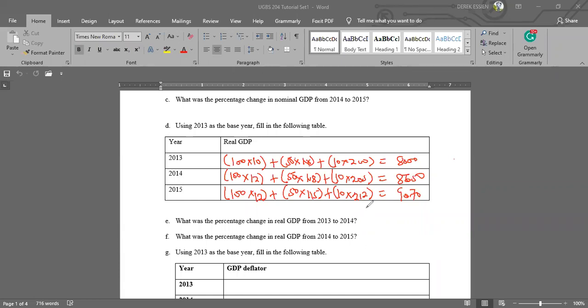Okay, so now, yes, please. With the question, when you check for books, the quantity rather is 10, 12, 12. And the prices rather are 100, 100, 110. Or it's a mistake. Here, we are saying that we freeze the price using 2013 as the base year. So this is real GDP. Remember, the only difference from nominal GDP is the prices. Nominal GDP considers both the price and the quantity. But for real GDP, it only considers the quantity. Do you get it?